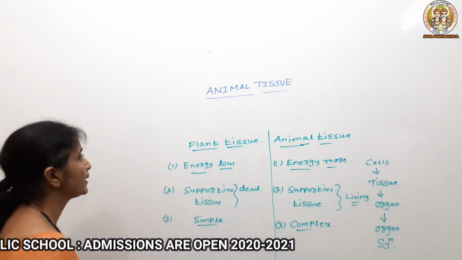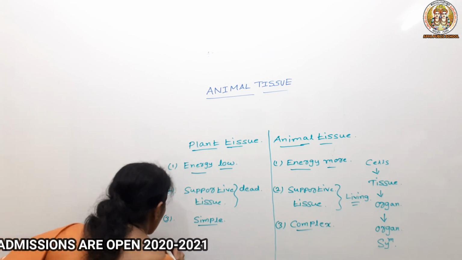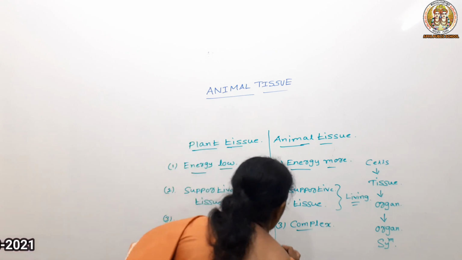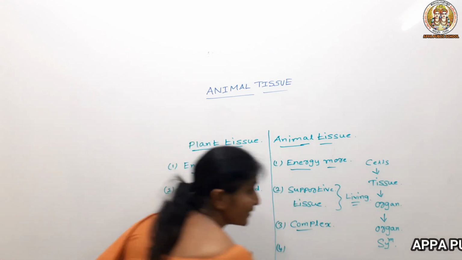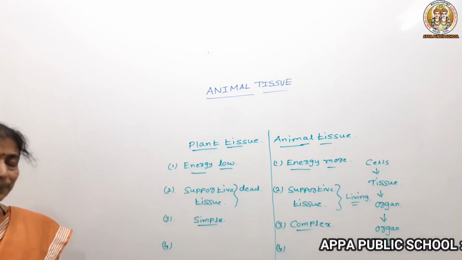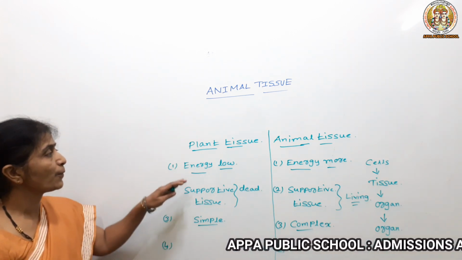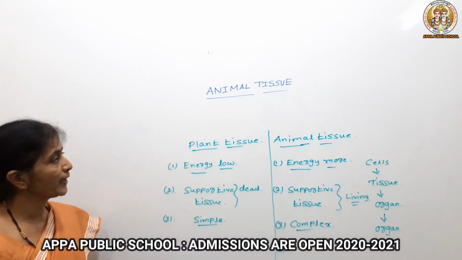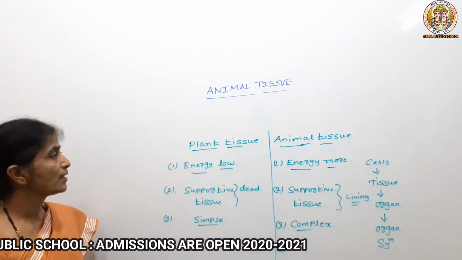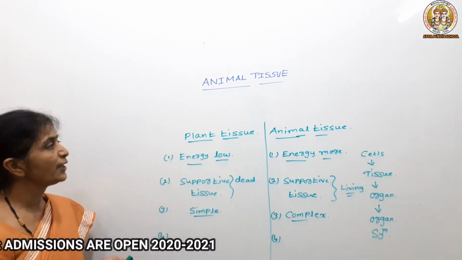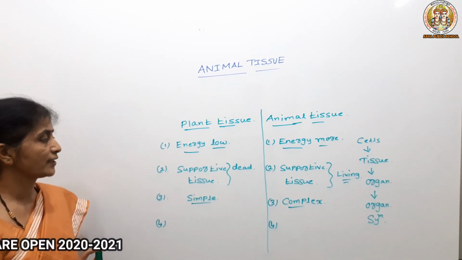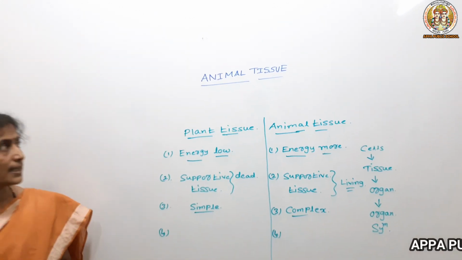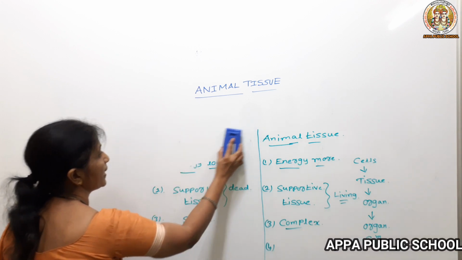So this is about the differences. So last one, the maintenance. The maintenance required for the plant tissue is very less, but in case of animal tissue it requires more maintenance because it will be having the complex structure. So this is about the differences between the plant tissue and animal tissue.